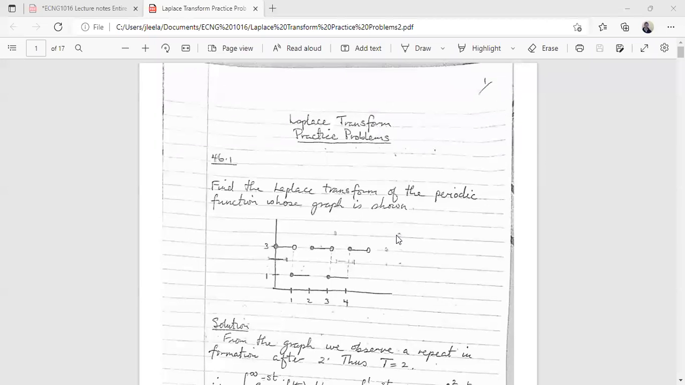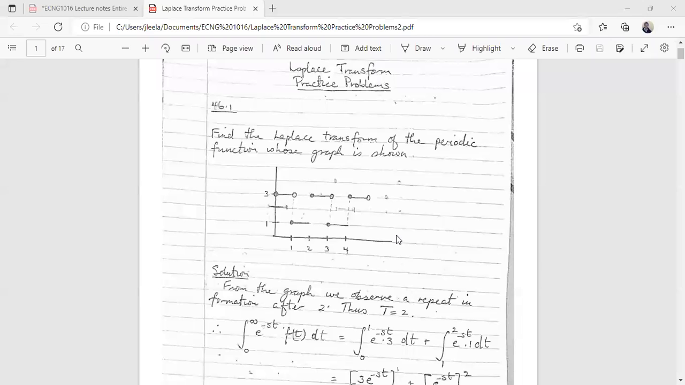All right, so these are some practice problems here on periodic functions, right? So this would not come in the midterm, but it would definitely come in the final exam, right? So since we covered this stuff last day, we look at some of the problems here. So you're getting the hang of doing problems of this nature. So this is 46.1, right? From the Finan text, find the Laplace transform of the periodic function whose graph is shown, right?